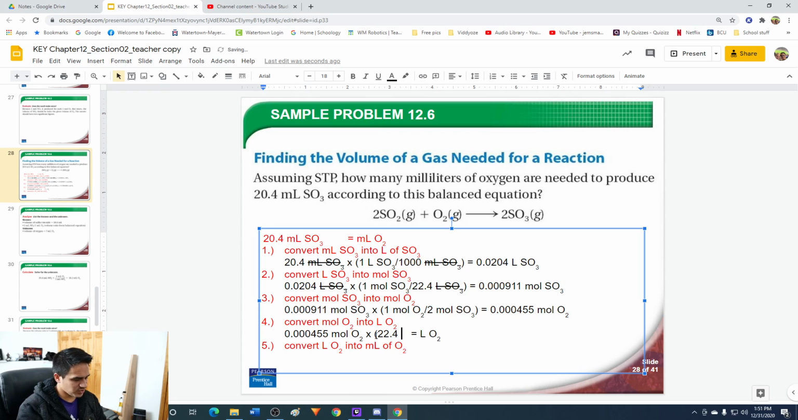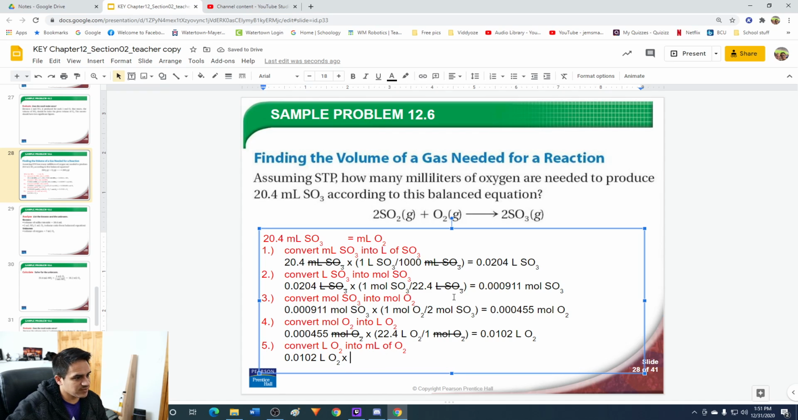So we're going to have the 22.4 liters of O2 on the top and the 1 mole of O2 on the bottom. Again, that way moles of O2 cancel out with each other. And we're going to have liters of O2. So we'll take our answer from before and just times it by 22.4. I get 0.0102. And then finally, we need to convert that into milliliters, because they do want how many milliliters of oxygen. So the last thing now is like doing step 1.